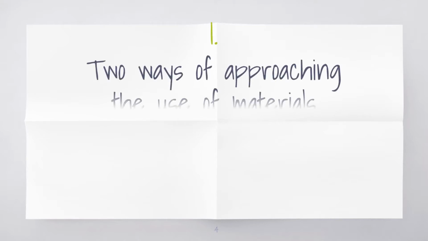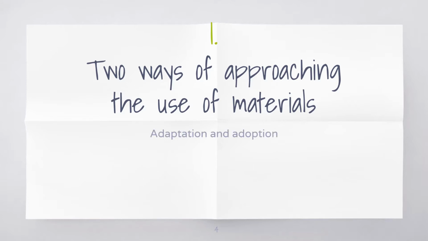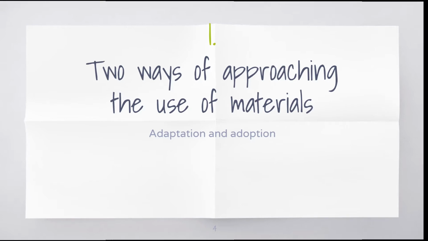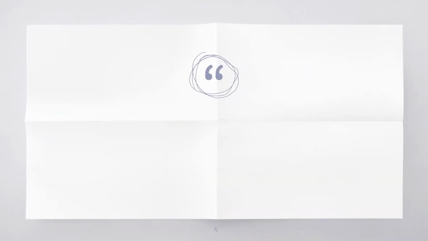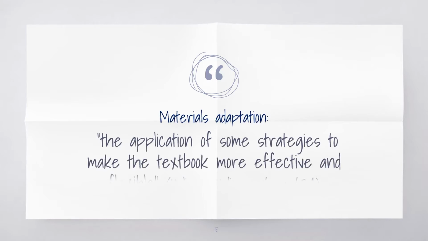According to Halim and Halim 2016, there are two ways of approaching the use of materials. One is adaptation, and the other one is adoption. So, on the one hand, materials adaptation is the application of some strategies to make the textbook more effective and flexible. Hence, adjusting and or changing some parts or a complete coursebook represents adaptation of that material.